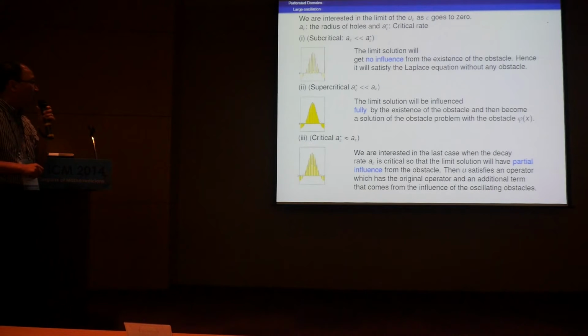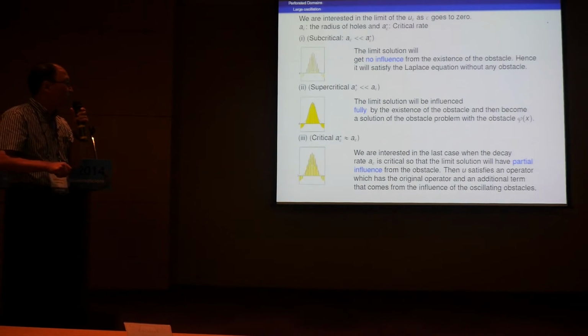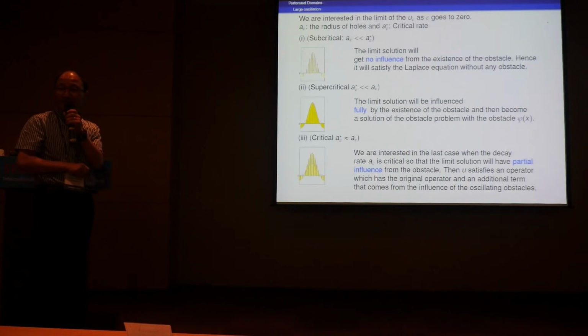But if the obstacle has the critical rate, then as you can see in this picture, the limit function will be like this. So in the fully supercritical case, the obstacle will push up the solution. But here it's critical, so you push up partially. Therefore the limit solution will have a partial influence from the obstacle. So then this partial influence will change the equation.